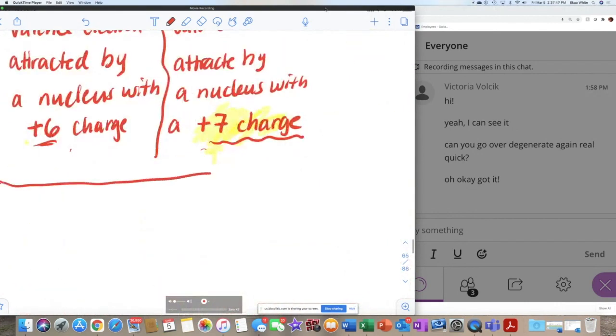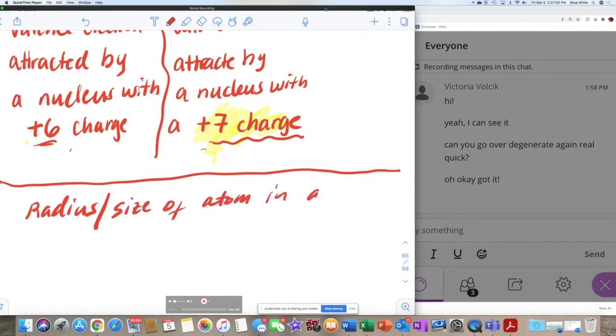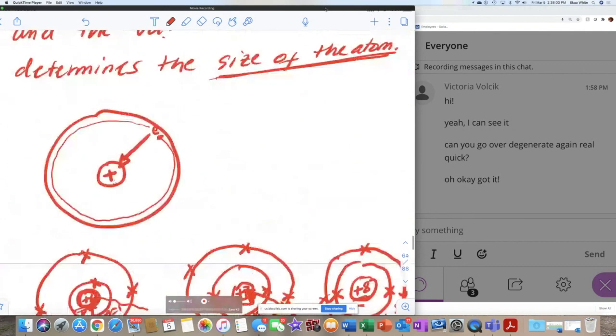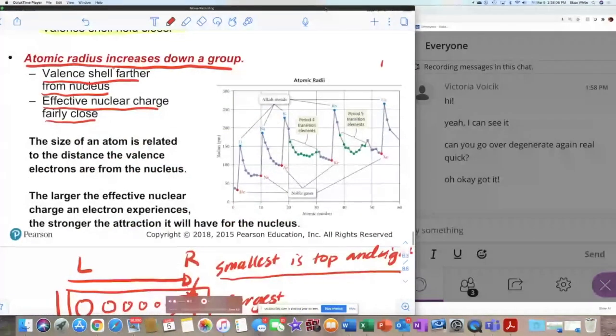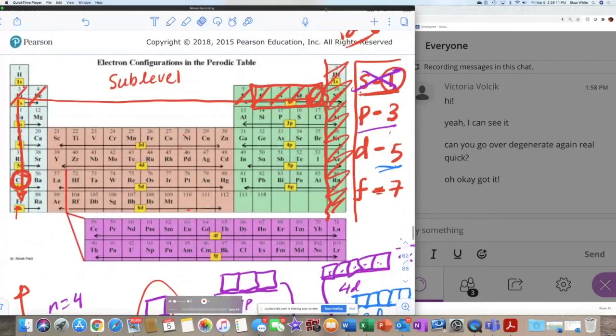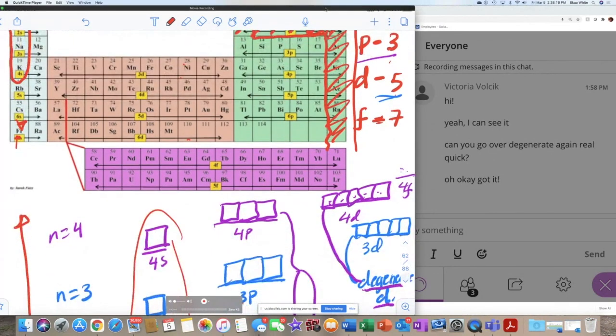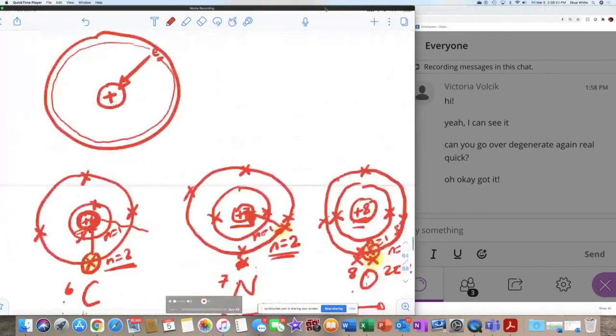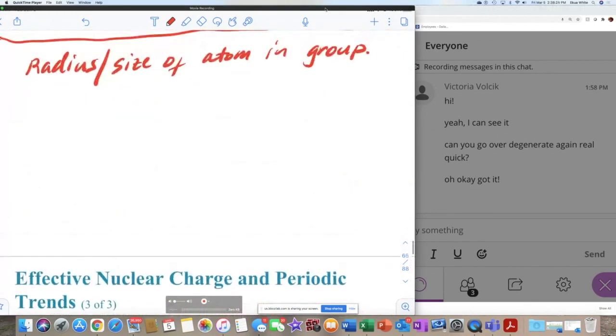Okay, so we're done with the left to right comparison. Now we're looking at radius, aka size of atom in a group. So we're looking at the group and we're going down the group. In this case, they tell you that the effective nuclear charge is fairly close. So what I'm going to do here is look at, let me say, in the group, lithium, sodium, potassium. Okay, so lithium, sodium, potassium, when we're going down the group here, I'll show you the most obvious thing.